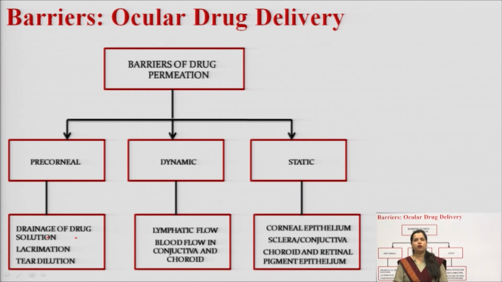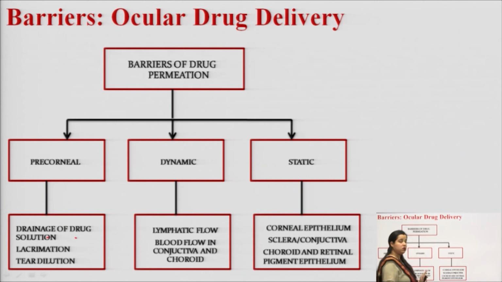These are the factors associated with precorneal administration. Like when we instill our normal conventional eye drop, it may be lost due to drainage of the drug solution from the eye. Lacrimation, tear dilution: the concentration of the drug component in the dosage form, when instilled once in the eye, may get diluted with tears. Now, we talk about dynamic.